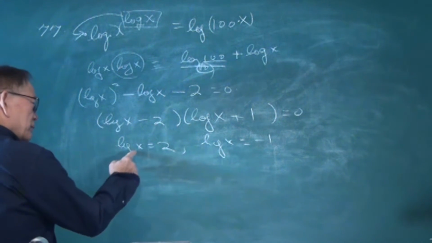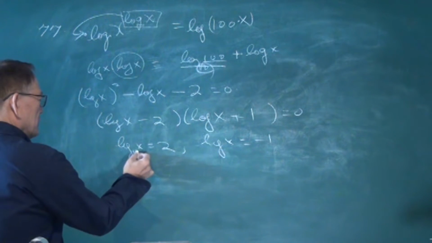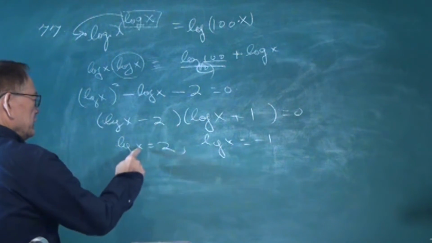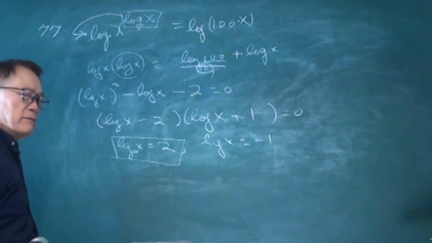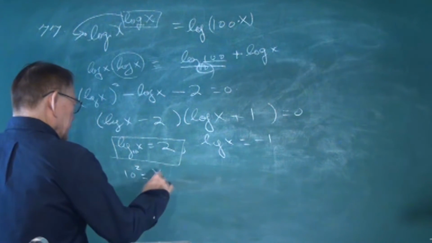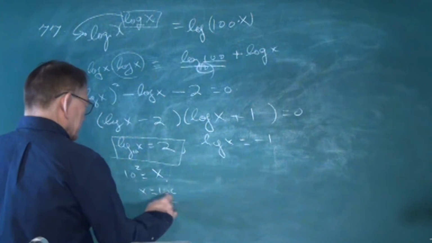Okay, if you don't see any base, it means with the log, it's a 10. Common logarithm. 10 to the second power is x. This one, according to the definition of a log, we can rewrite: 10 to the second power is x. So x must be 100.